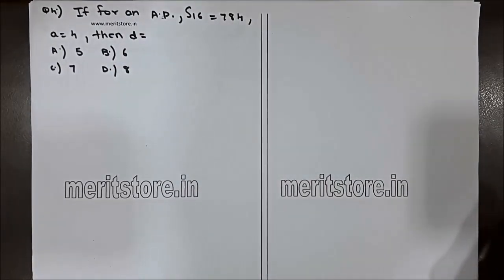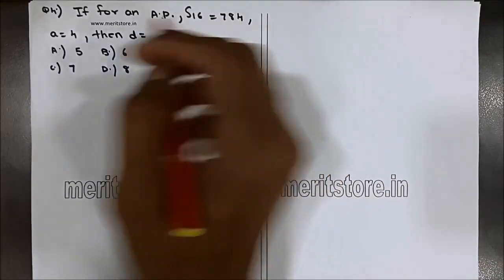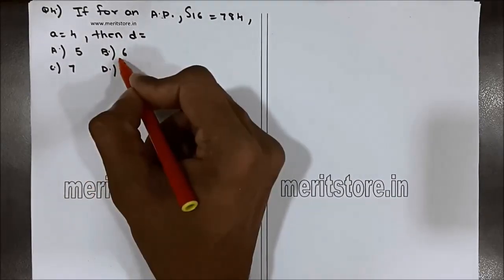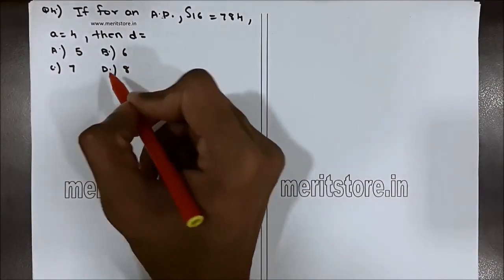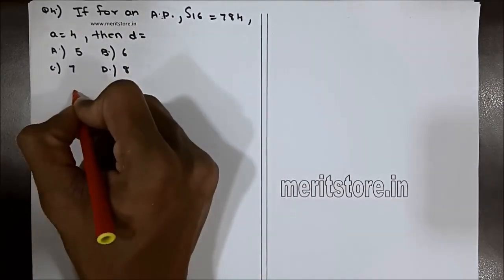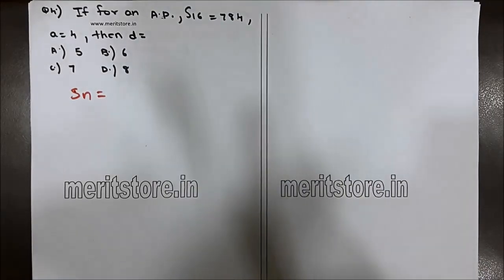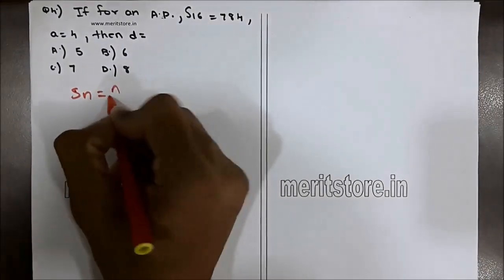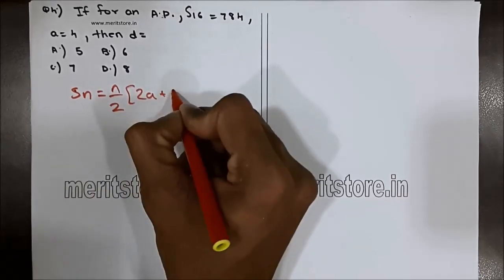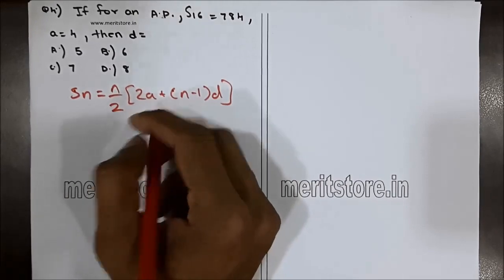Question 4. If for an AP S of 16 is equal to 784, A is equal to 4, then D is equal to, we have four options, A 5, B 6, C 7 and D 8. We have Sn is equal to n by 2, 2A plus (n minus 1) D, which is the sum of terms.